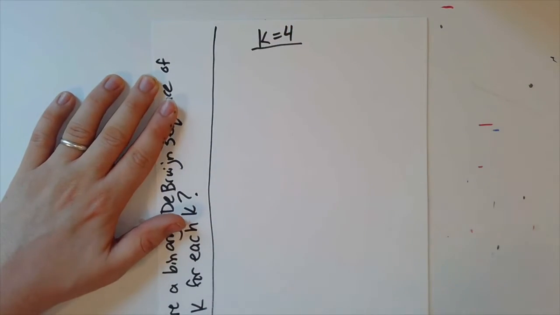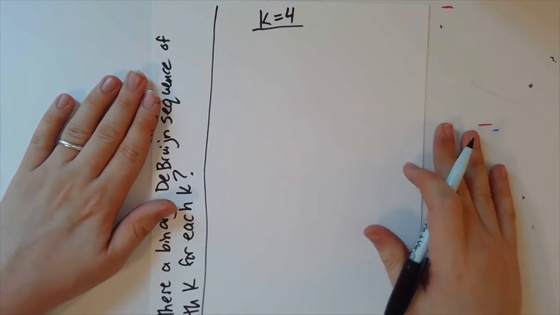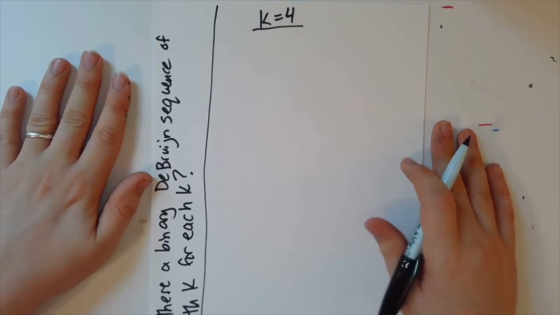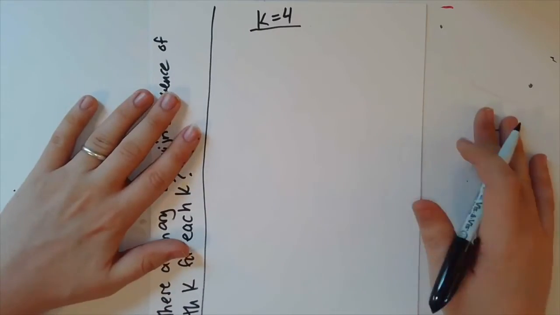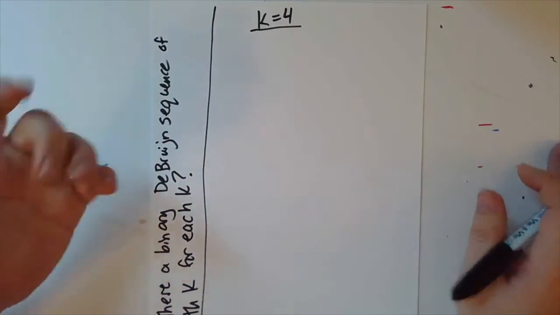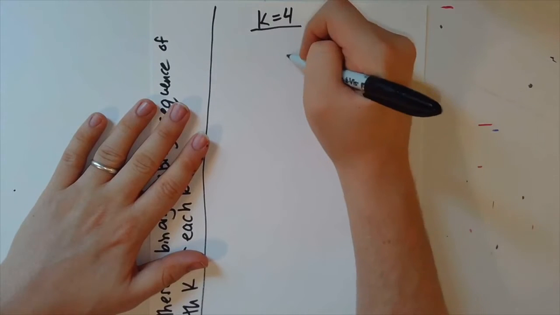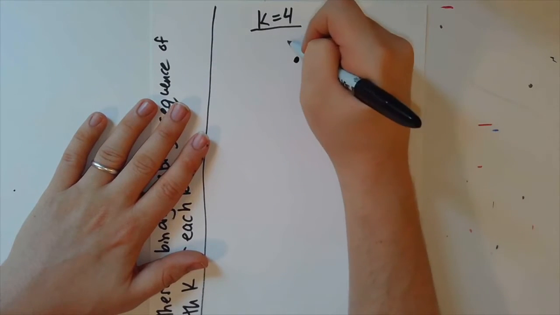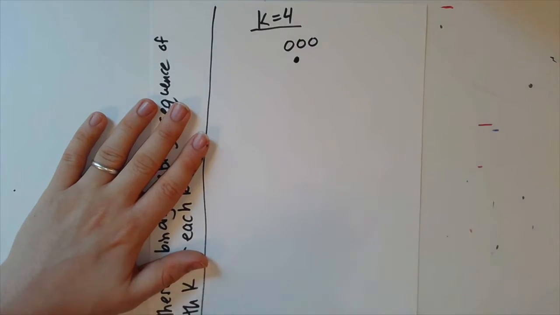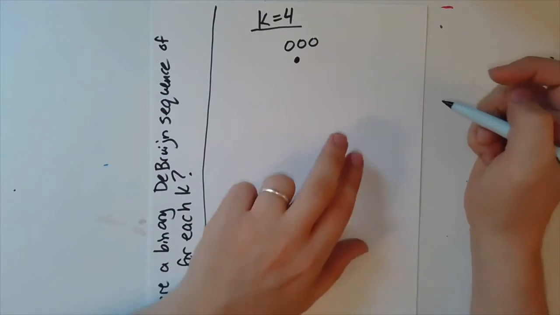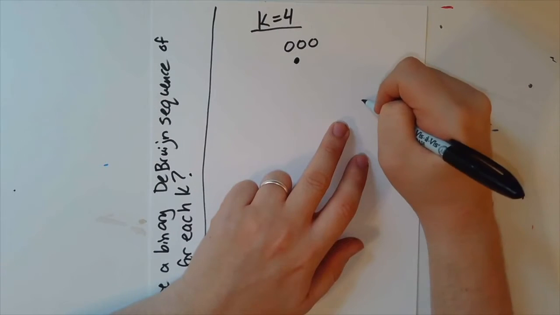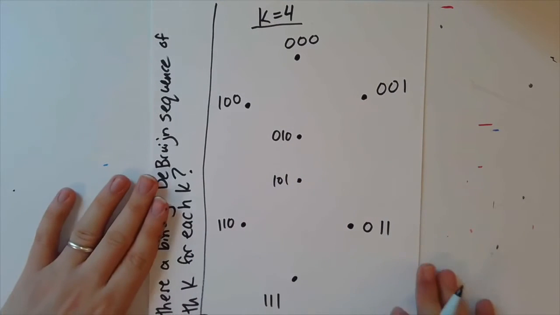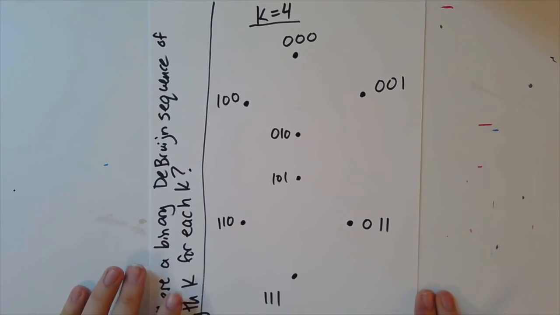Now, you might ask, okay, for k equals 4, how many vertices is the graph going to have? Well, probably it's not going to have 2. So then you might guess, okay, it's probably going to have 16. It would take you a while to guess, but the correct answer is it's going to have 8. And the 8 vertices are going to correspond to the strings of length 3. Okay, so here are the vertices of our graph.